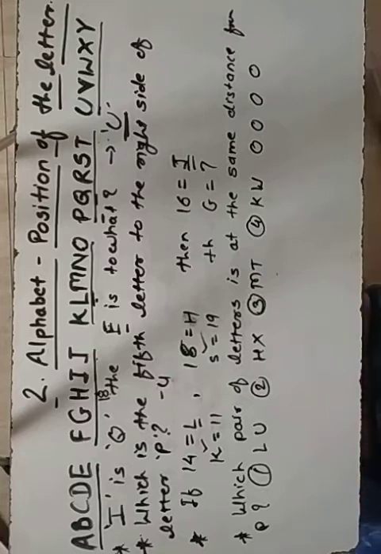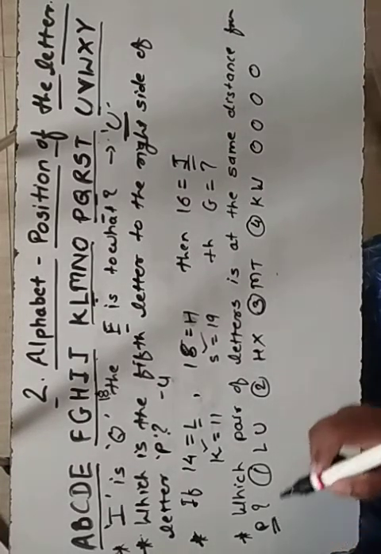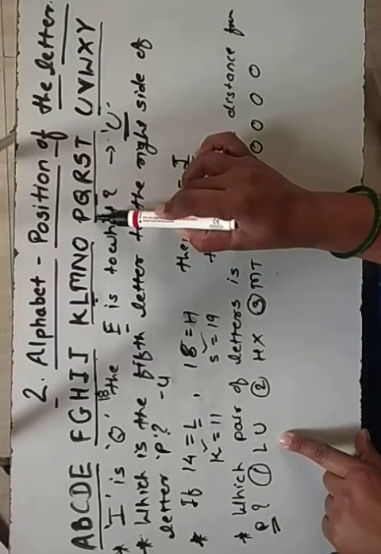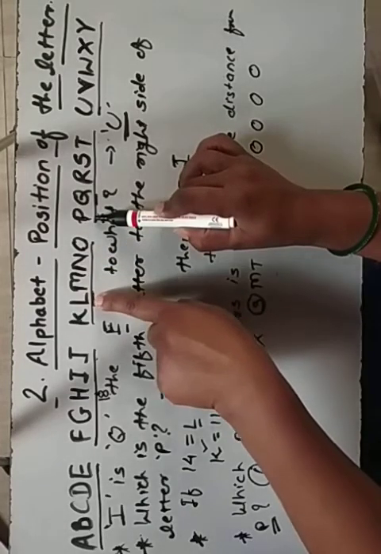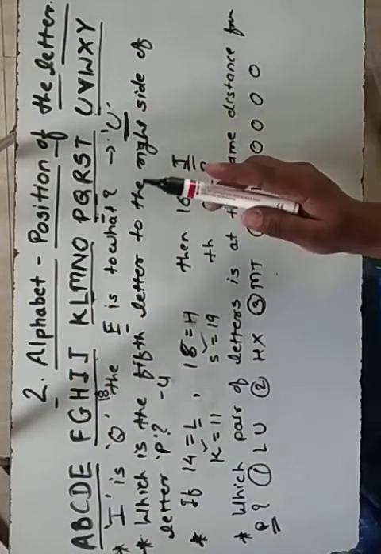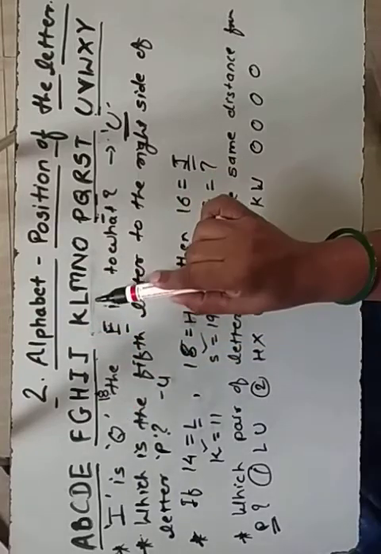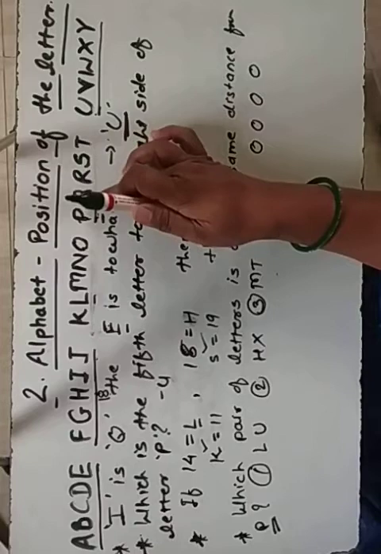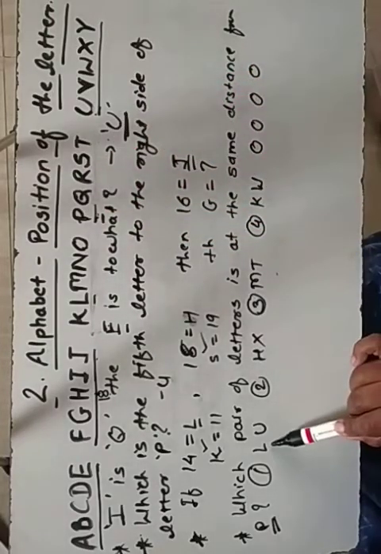First of all, which pair of letters is at the same position from P? I will find P here. Now LU I have to check first. Position of L: 1, 2, 3 letters leave, then L will come here. U's position from P: if we see from P, 1, 2, 3, 4 are coming. So the first is not the answer.